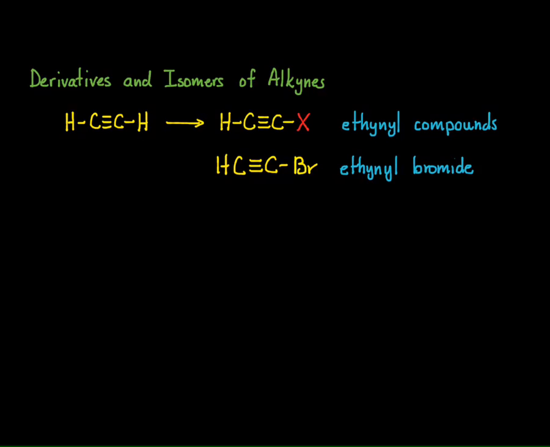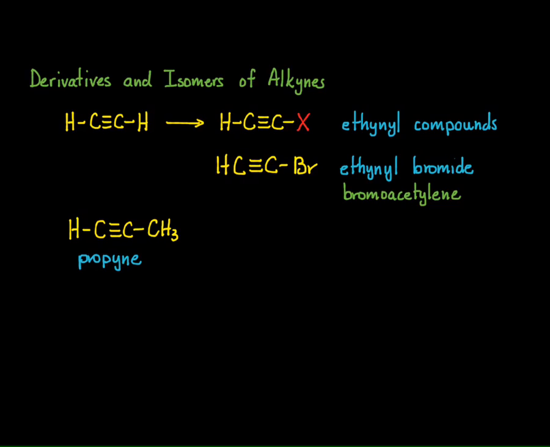Now, generally speaking, we can name the bromine as a substituent, and so this would be bromoacetylene or bromoethyne. Any of those three names is a correct way of naming bromoacetylene. And of course, if X is a methyl group, now I've extended my carbon chain and I get propyne.